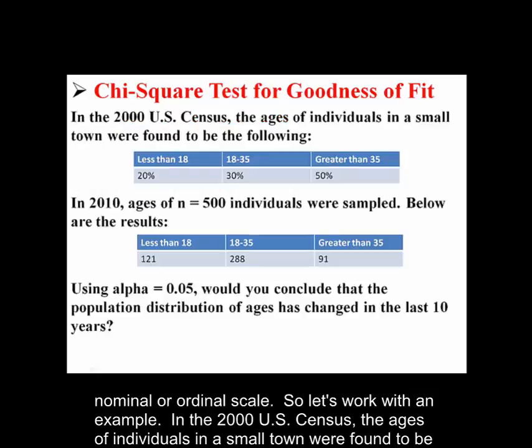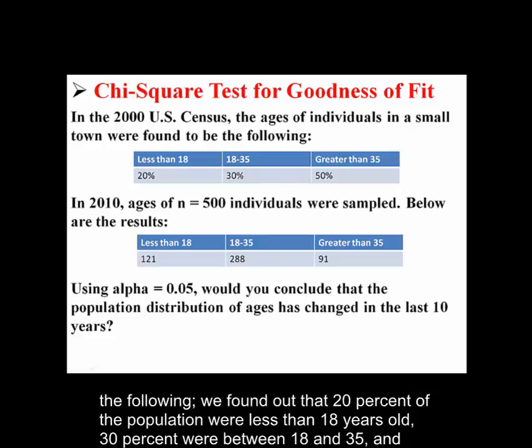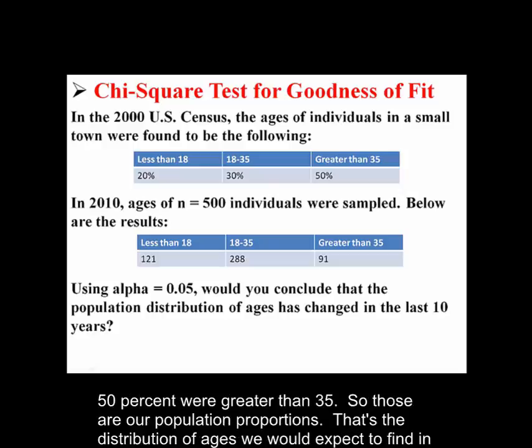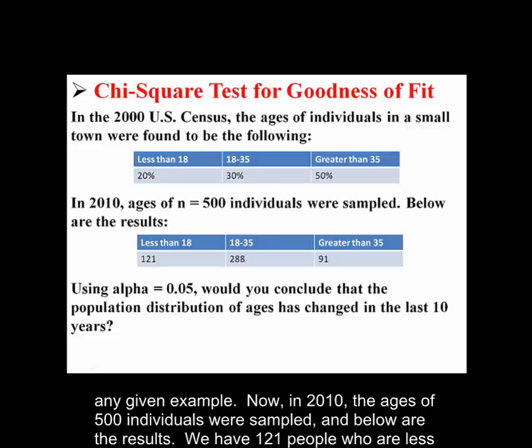In the 2000 US Census, the ages of individuals in a small town were found to be the following. We found out that 20% of the people were less than 18 years old, 30% were between 18 and 35, and 50% were greater than 35. So those are our population proportions. That's the distribution of ages we would expect to find in any given sample.